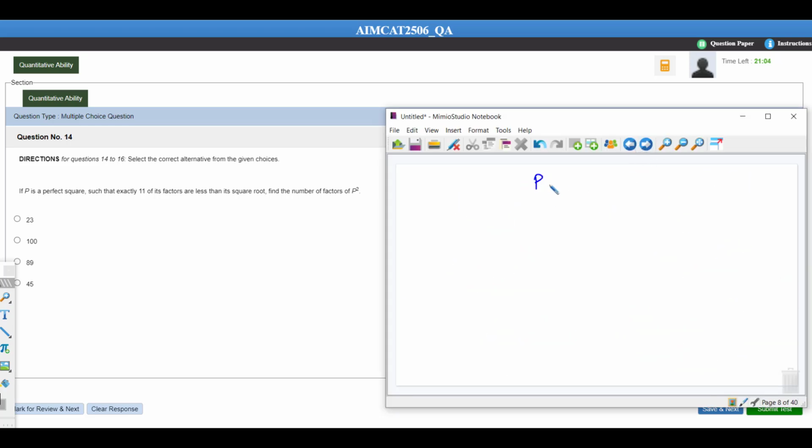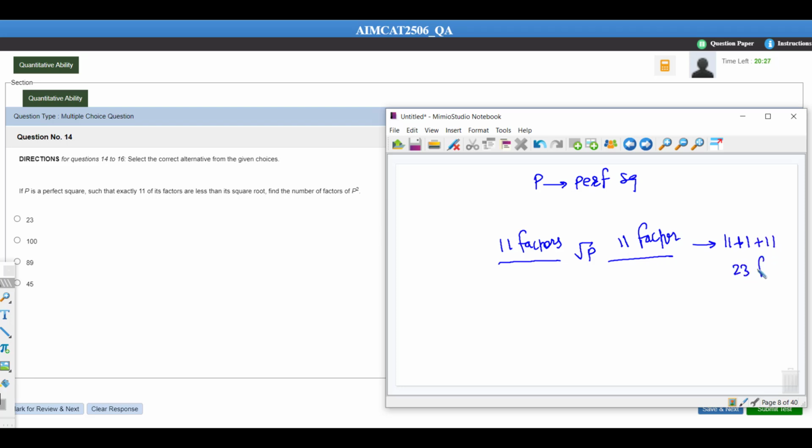So over here p is a perfect square. It means square root of p is a factor of p. And there are 11 factors which are less than its square root. Likewise, 11 factors are going to be on the other side as well. So the total number of factors is going to be 11 plus 11, and root p is also a factor, plus 1. So total 23 factors are going to be there.